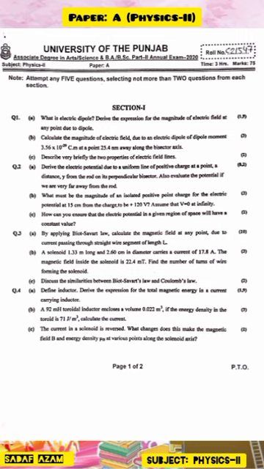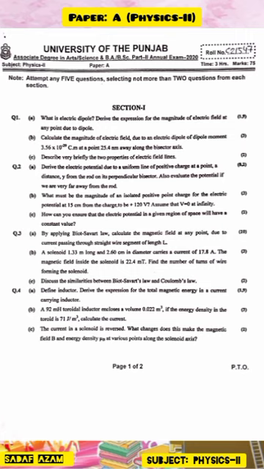Question number 2A. Derive the electric potential due to a uniform line of positive charge at a point, a distance y from the rod on its perpendicular bisector. Also evaluate the potential if we are very far away from the rod. B. What must be the magnitude of an isolated positive point charge for the electric potential at 15 cm from the charge to be +120 volt? Assume that V is equal to 0 at infinity. C. How can you ensure that the electric potential in a given region of space will have a constant value?